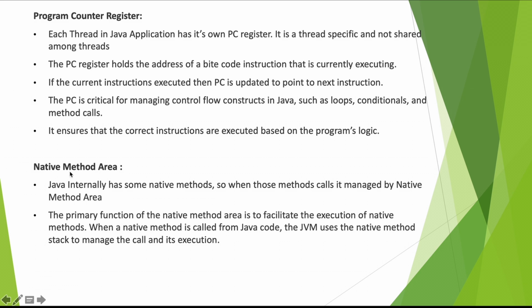Then we have the native method area. As you all know, Java internally has some native methods. When such a method is called, it is managed by the native method area. The primary function of the native method area is to facilitate the execution of native methods. When a native method is called from Java code, the JVM uses the native method stack to manage the call and its execution. So consider we are calling one method written in native code inside Java. That method's execution is managed by the native method area.